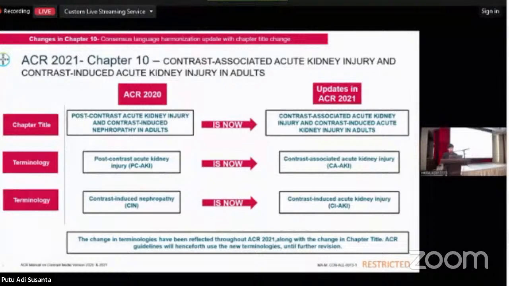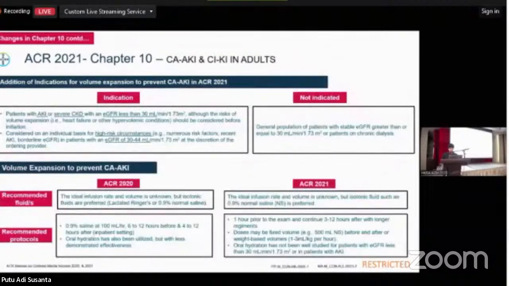The chapter title in chapter 10 was also changed accordingly. And another update in this chapter that year is the indication and protocol of volume expansion, which is the major preventive action to mitigate the risk of contrast-associated acute kidney injury.